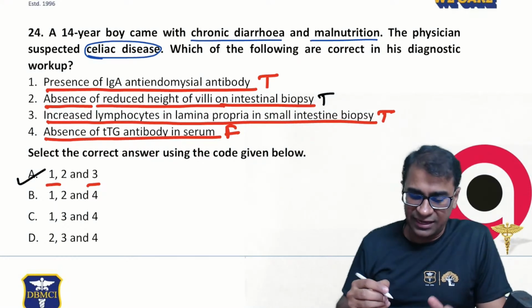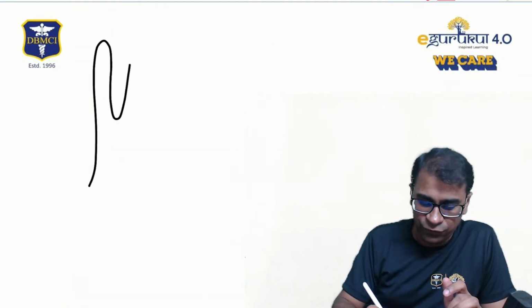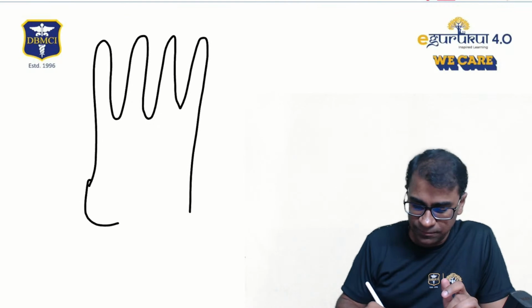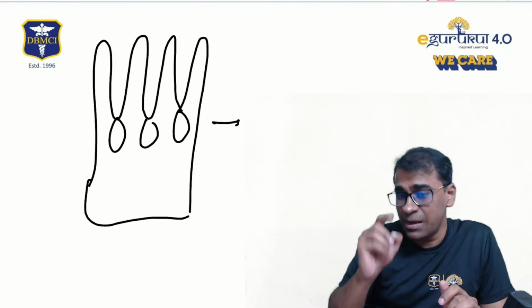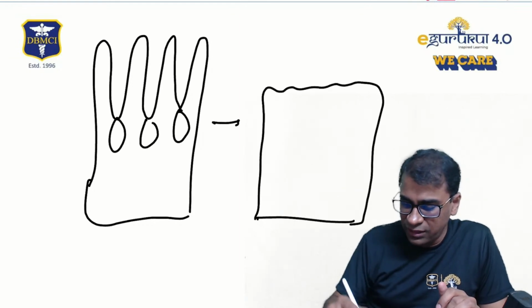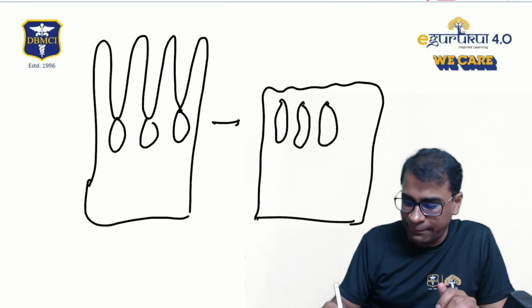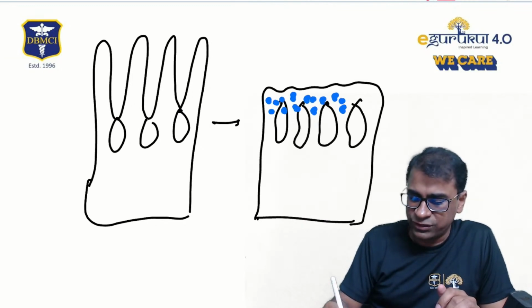Look at what happens in celiac disease. If this is the normal villi of the duodenum like this, and these are the crypts. So what happens? The same diagram you also draw in your notes in class, remember? Complete loss of villi, and the crypts become elongated and hypoplastic. And what you draw here? A huge number of lymphocytes.